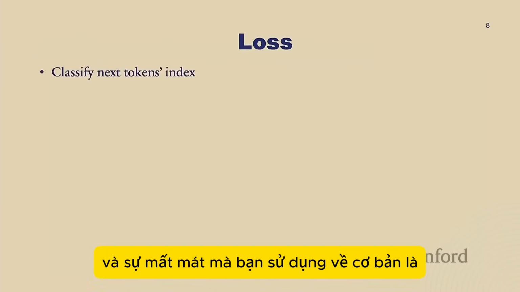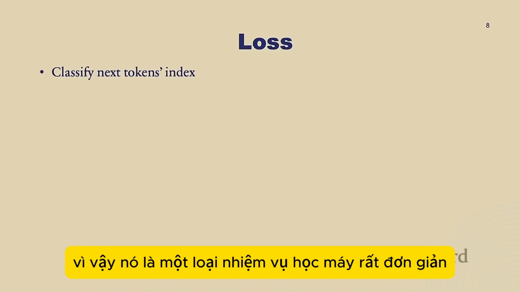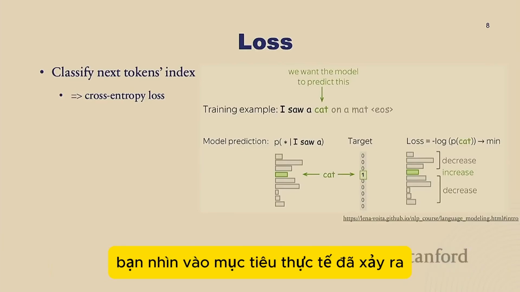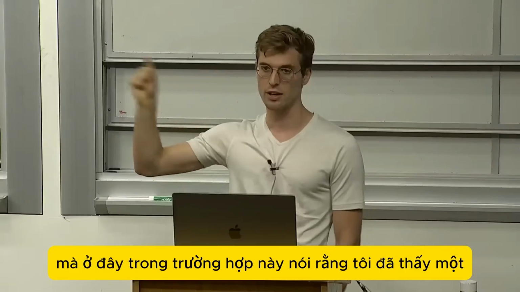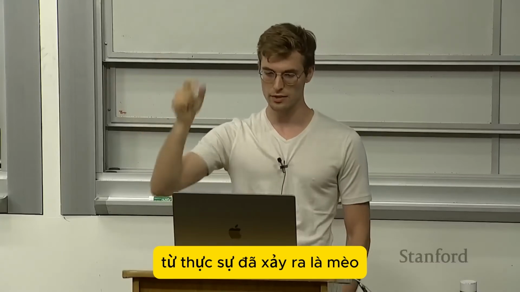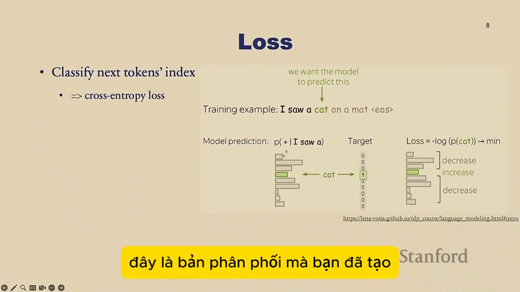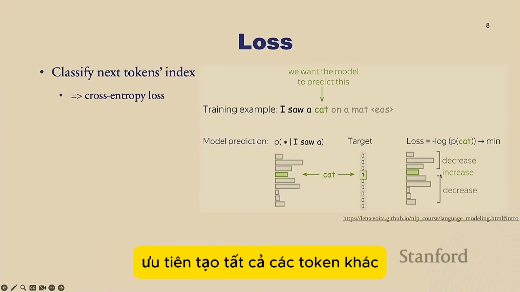And the loss that you use is essentially a task of classifying the next token. So it's a very simple kind of machine learning task. You use the cross entropy loss, where you look at the actual target that happened, which is a target distribution, a one-hot encoding, which here says the real word that happened is cat. So that's a one-hot distribution over cat, and this is the distribution that you generated. Basically you do cross entropy, which really just increases the probability of generating cat and decreases the probability of generating all the other tokens.